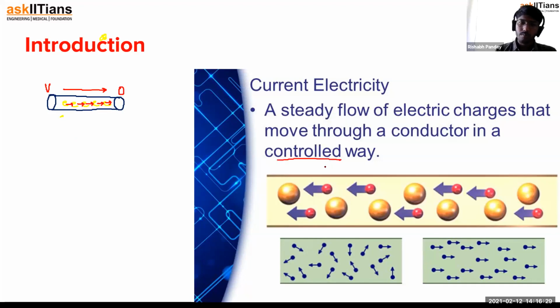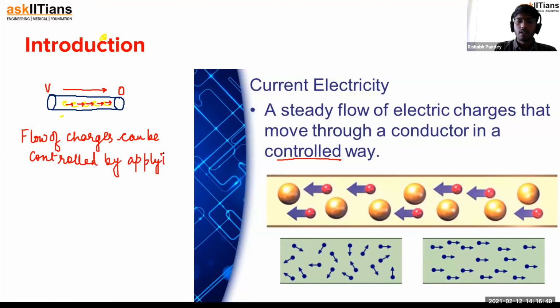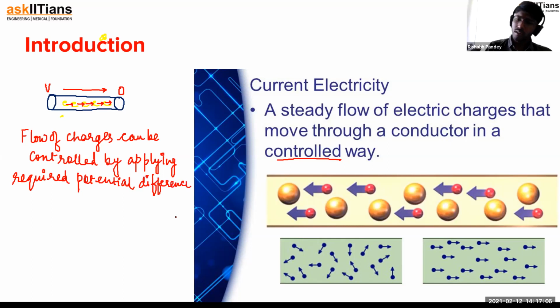Controlled way means the flow of charges can be controlled by applying the required potential difference. If I want the current to flow at a very high speed, obviously I'll have to increase the potential. Let's say if I increase the potential from V to 2V, the flow of current will increase.